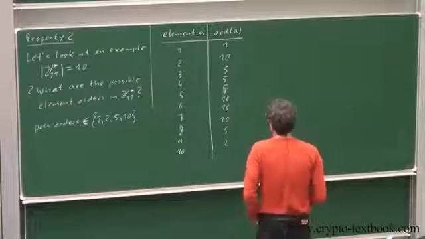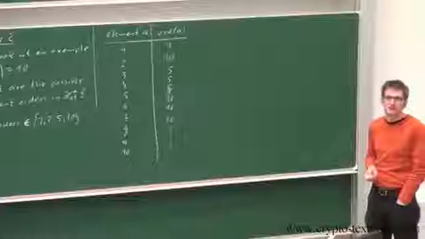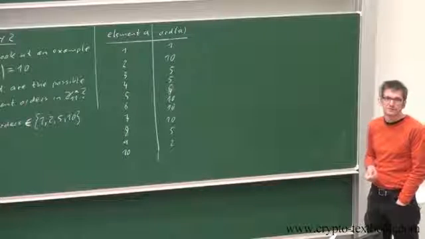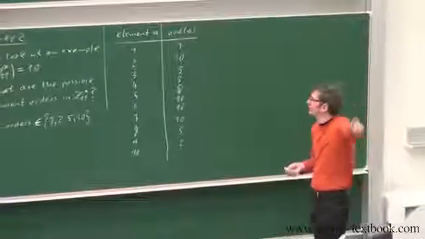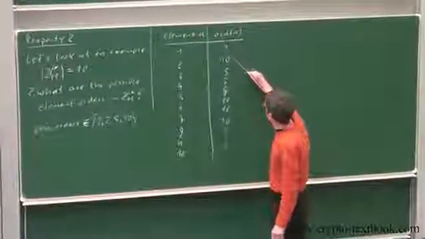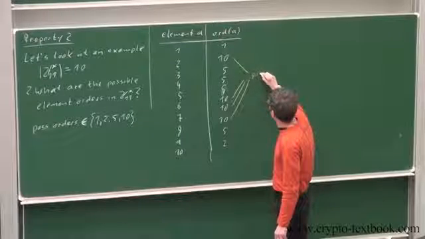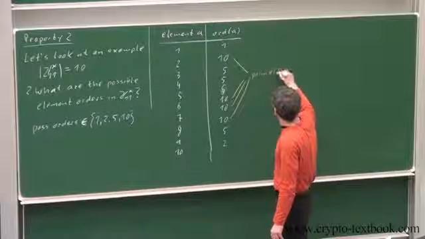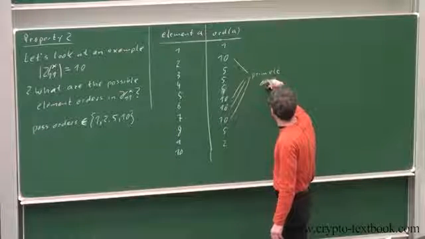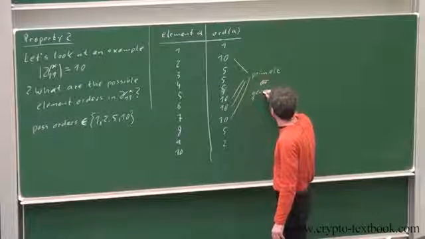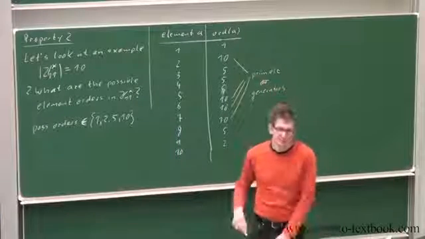Just as a side remark, how many primitive elements do we have here in this group? Yeah, sagen Sie. 4, very good. Or generators. Okay.